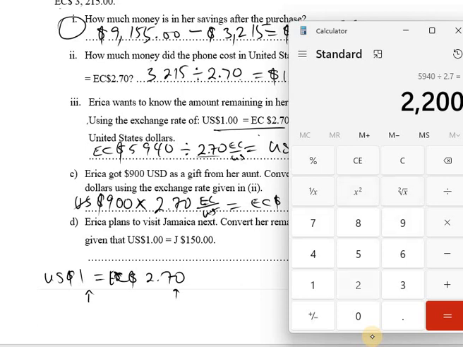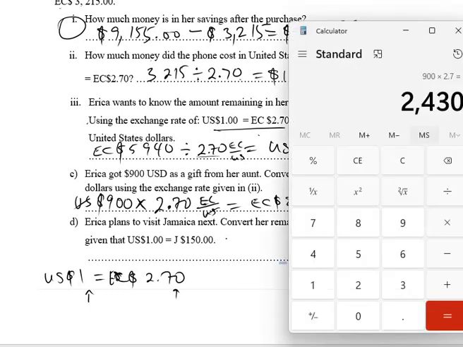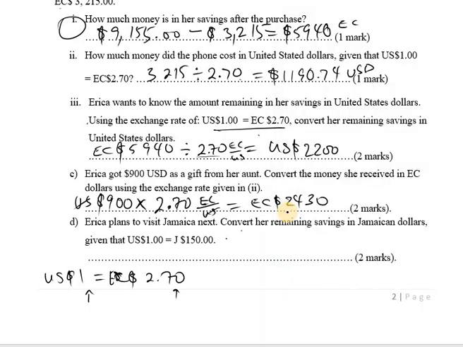2.7. Or should I put 900 first? Doesn't matter since we're multiplying. So 900 times $2.70 is $2,430. Right, $2,430. Okay. Now, this is the amount she received from her aunt in EC.